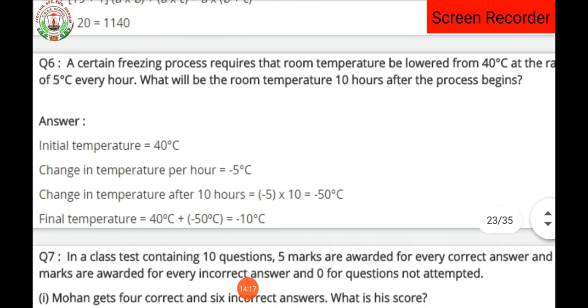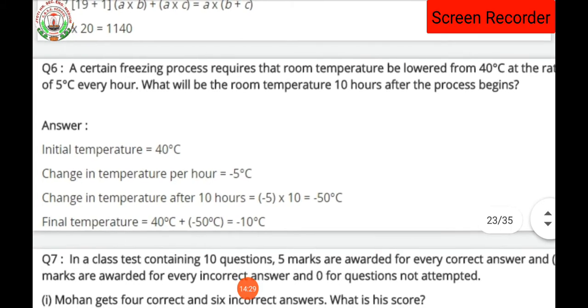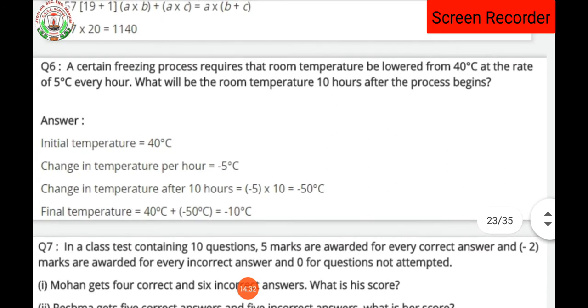Now, in question number 6, it is said that a certain freezing process requires that the room temperature be lowered from 40 degree centigrade at the rate of 5 degree centigrade every hour. What will be the room temperature 10 hours after the process begins? Clear? What is said in the question? A certain freezing process requires that the room temperature be lowered from 40 degree centigrade at the rate of 5 degree centigrade every hour.